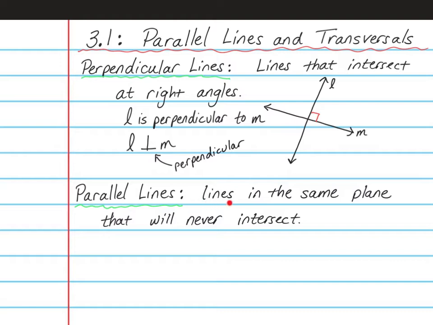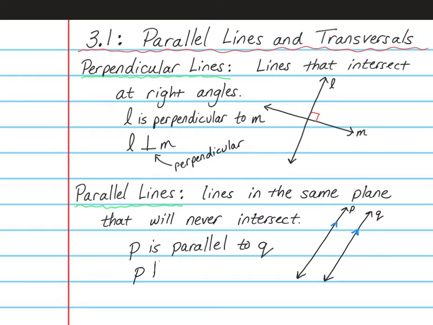Parallel lines are lines in the same plane that will never intersect. For example, if I have line P and Q that are written here, and I wanted to show that those two lines were parallel, what I would do is put a little extra arrow in the middle here, and that little extra arrow means that the two lines are parallel. So I could write P is parallel to Q, and the faster way to write that is this: P and then two little parallel lines to Q. It kind of looks like two L's. So this symbol here means parallel.